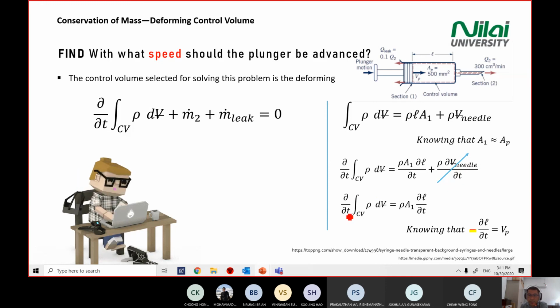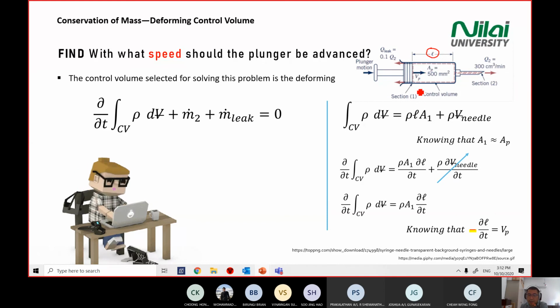And what else? Okay, so the equation will come to this way. So del over del t of the control volume component will be equal to rho A1 del L over del t. So del L over del t actually is the velocity of our plunger, because it's the change of length here. However, the length is decreasing as we push in. The L is decreasing if we push.